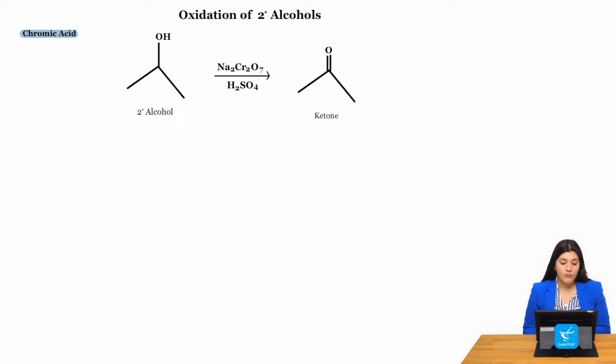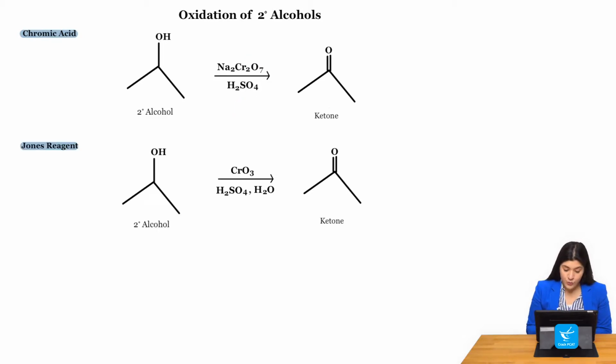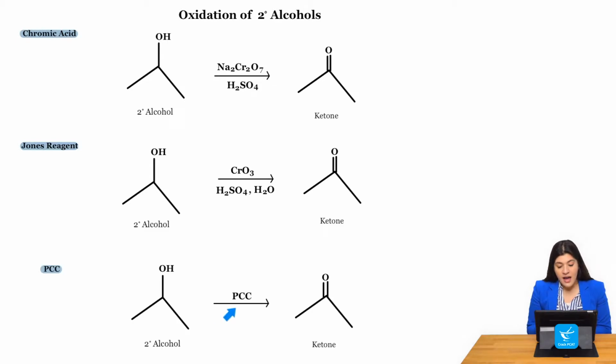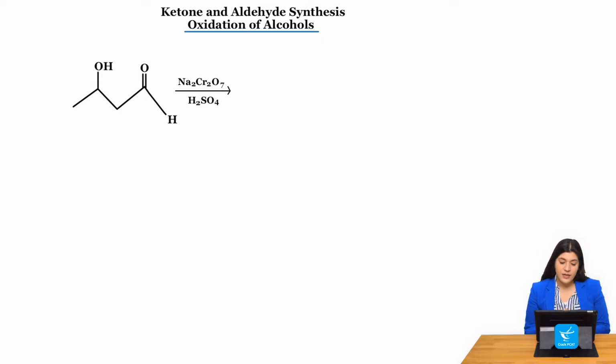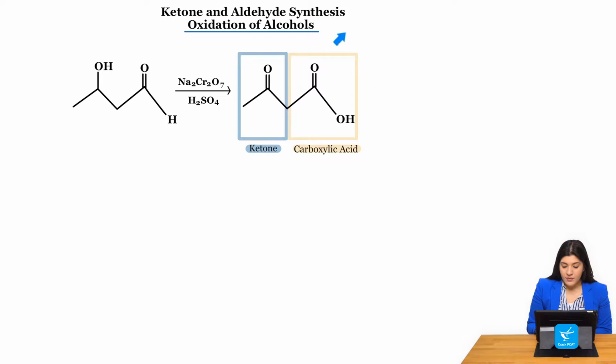Now, if we started off with a secondary alcohol, if we use the chromic acid reagent, then this will give us a ketone. Same thing goes for the Jones reagent. And same thing also goes for PCC. So any one of these reagents is going to work from going from a secondary alcohol to a ketone. For example, if I started off with the primary alcohol, I would use PCC to then change this to an aldehyde.